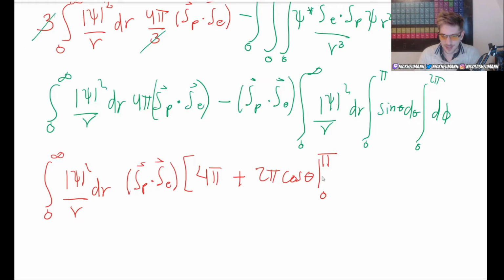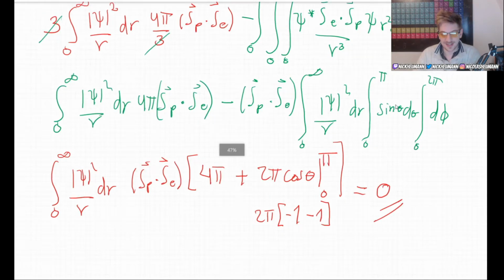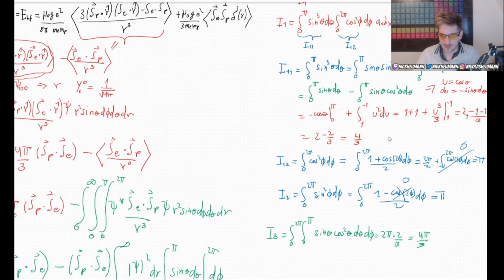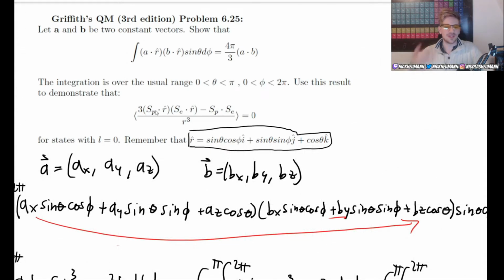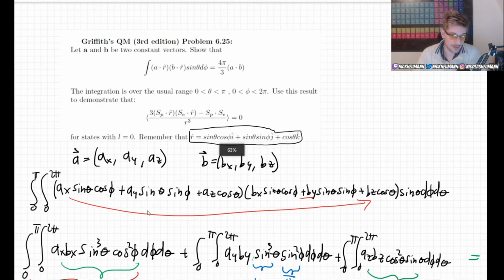Now, what is that? This is 2 pi times cosine of pi, which is minus 1, minus cosine of 0, which is 1. So we get minus 2. So in here, we get 4 pi minus 4 pi. So this entire thing is 0, which is exactly what the problem in Griffiths asked us to solve. Going back, we have now seen that that expectation value is indeed 0. So if you're here for Griffiths' problem, that was it. All we did was solve this integral, which was kind of annoying, and then plug it in.